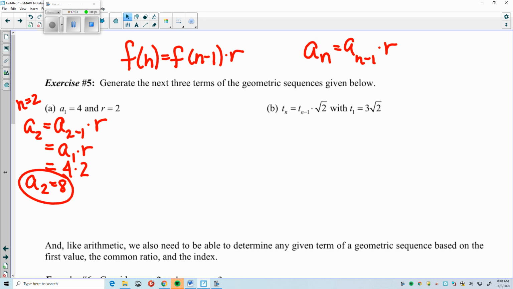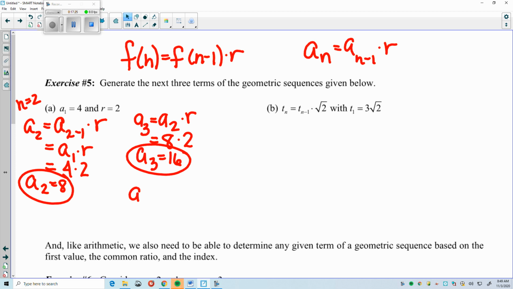Okay, we have to find a sub 3. Keep in mind what we keep saying. I need the term before. So I need a sub 2 times my common ratio. We found a sub 2 is 8. Times the common ratio of 2. So now I know a sub 3 is 16.